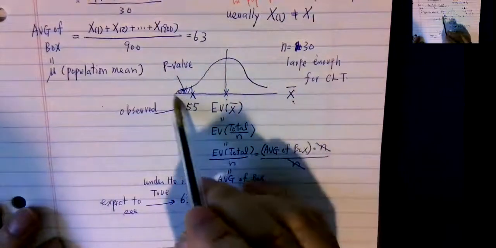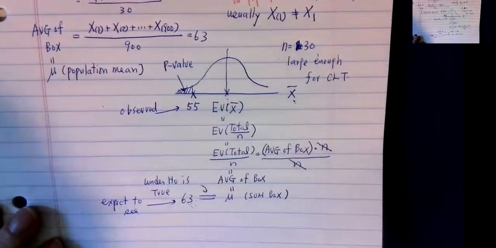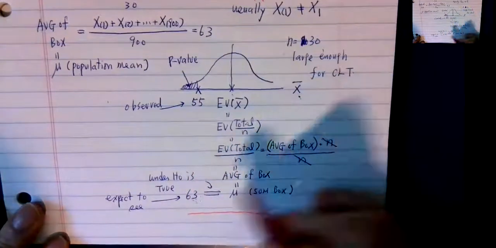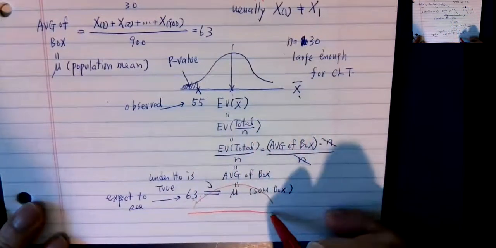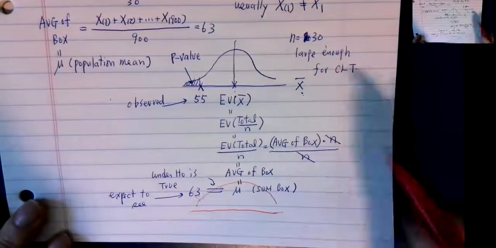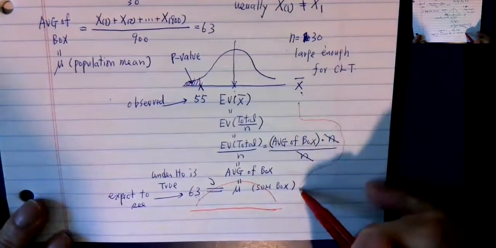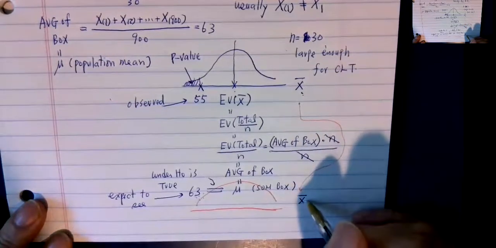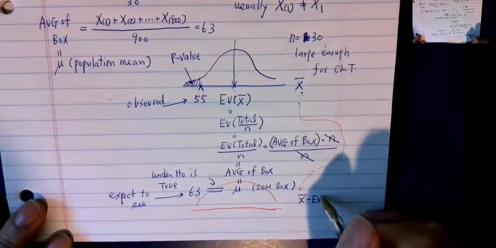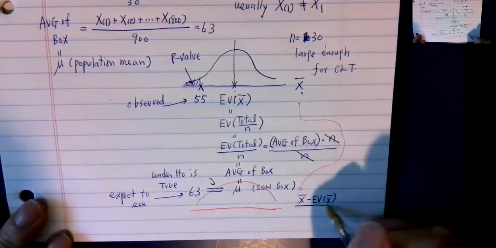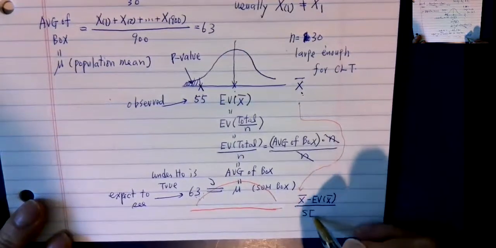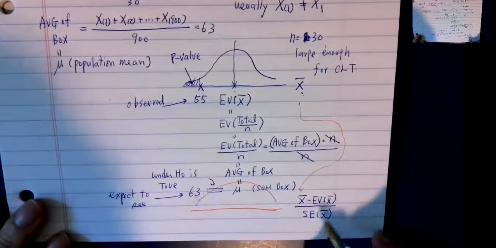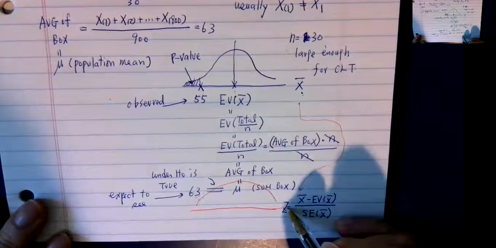Now, how can I find the size of the shaded area? As usual, we need to standardize X bar so we can calculate the probability. Standardization goes this way: any variable, subtract its mean, EV X bar, divided by its standard deviation, SE X bar. Any variable after subtracting the mean and dividing by the standard deviation gives us a Z score.